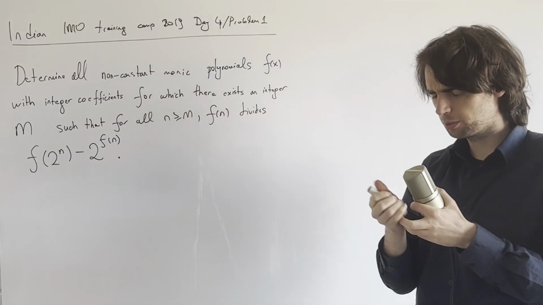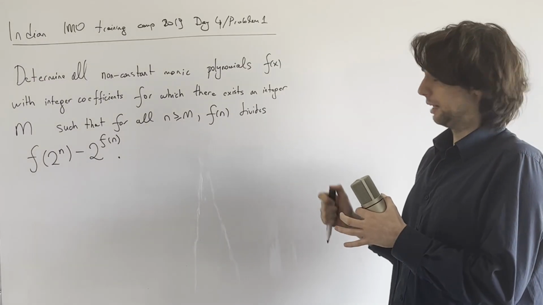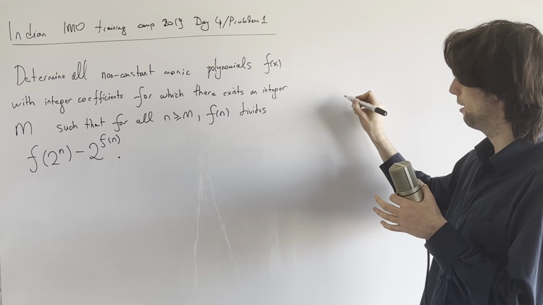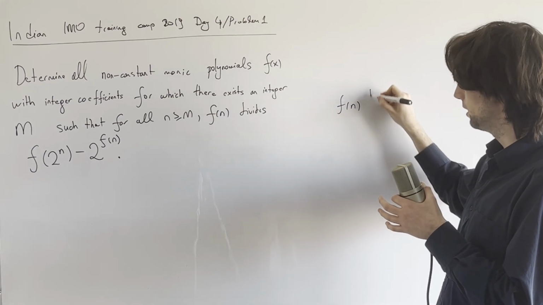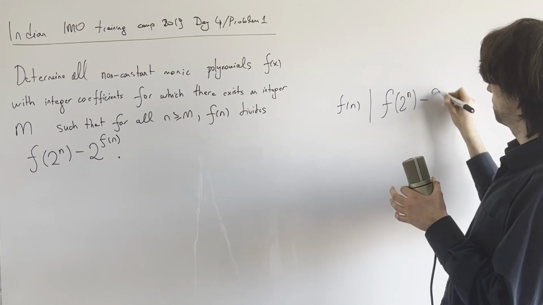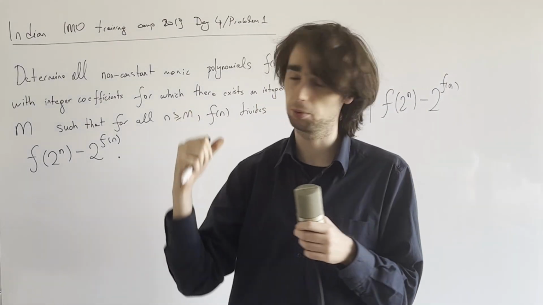Put your first ideas out on paper for the next 5 to 10 minutes. And now let's begin. So, okay, this seems like a fairly simple formulation. f of n divides f of 2 to the n minus 2 to the power of f of n for some polynomial f, a monic polynomial.